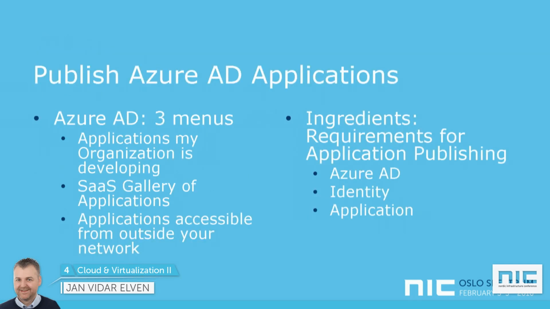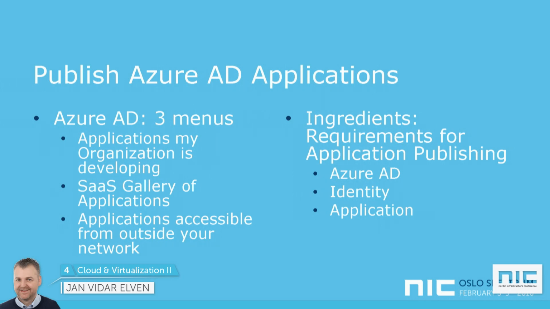So, the big picture. To publish Azure AD applications, we select applications for one of 3 items on the menu. Either we have an application that we are developing ourselves, or maybe an application we have licensed and you are using in Azure AD. For example, Office 365 or other applications. We have also the opportunity to choose from a very extensive gallery of software as a service applications.